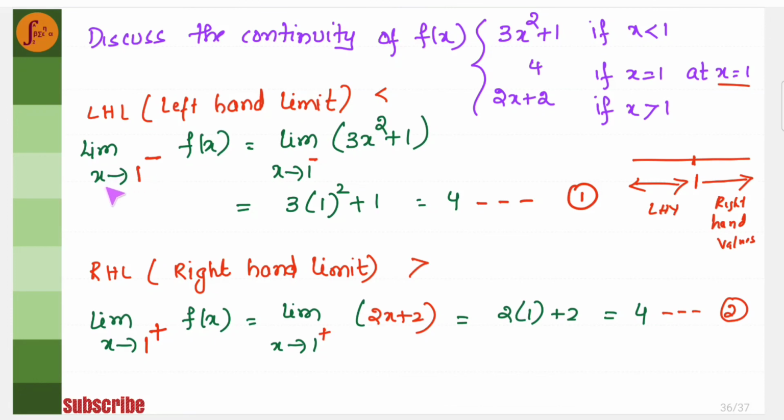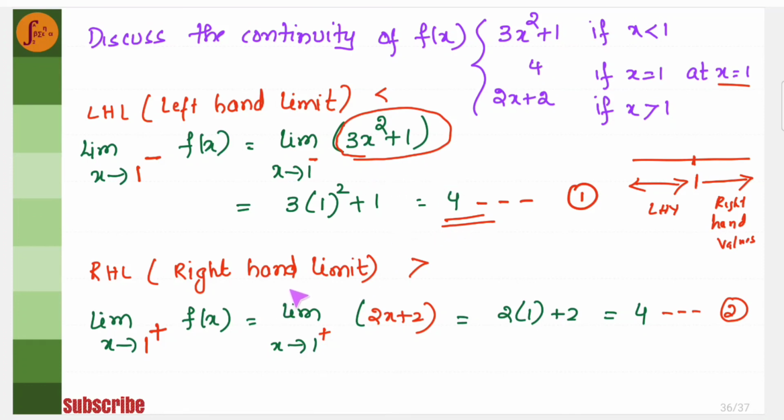So we'll put limit x tending to 1 minus f of x. Now, what is f of x here? When x is less than 1, f of x is 3x square plus 1. So we put 3x square plus 1 here. And then we substitute x as 1 and get the limit value. So this is the left hand limit value.